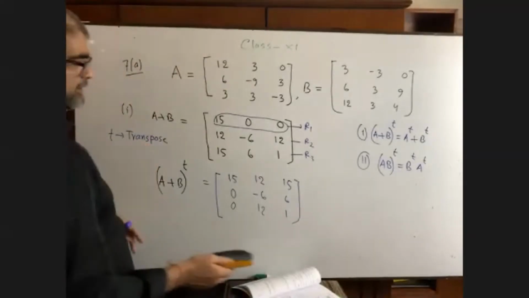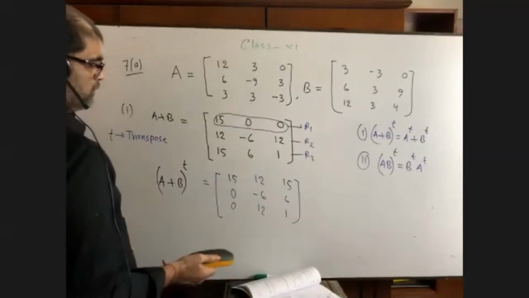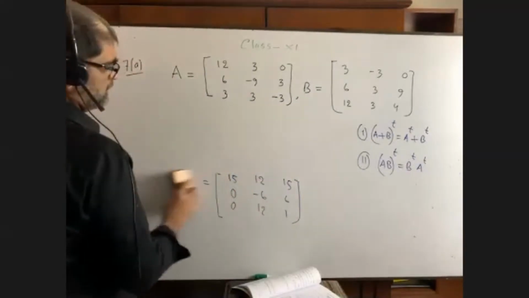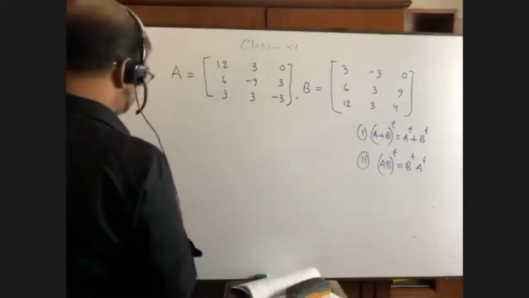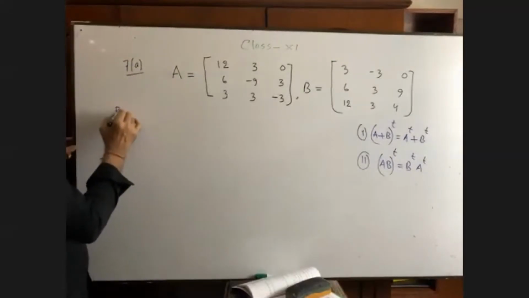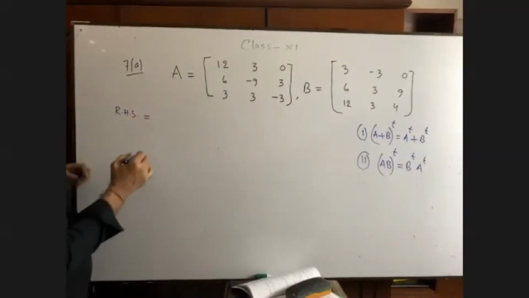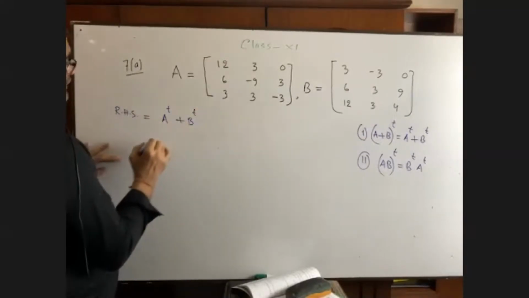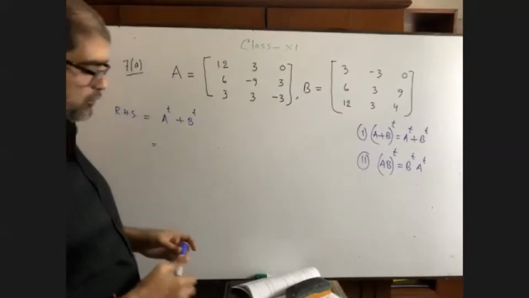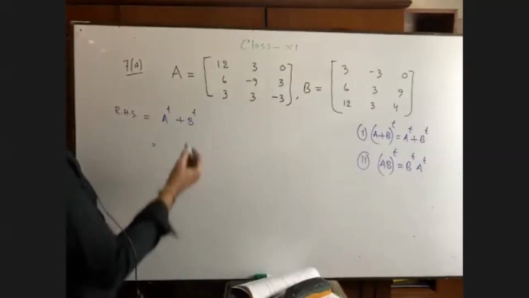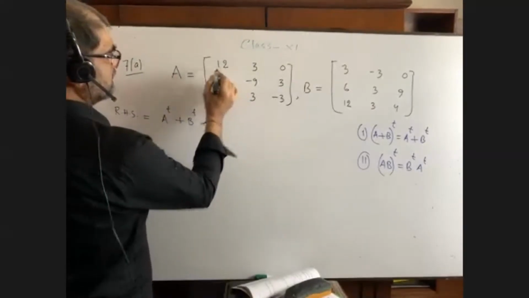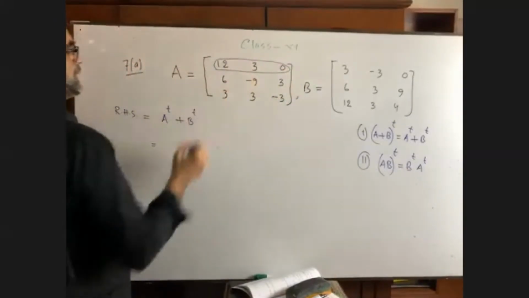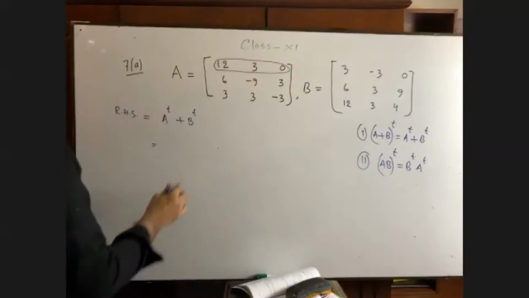Now, this was the left-hand side of question number 1. Now I am going to do the right-hand side of question number 1. Right-hand side is equal to A transpose plus B transpose. At first, you have to know what is A^T. In A, these are the rows, which will now be expressed in columns, right?